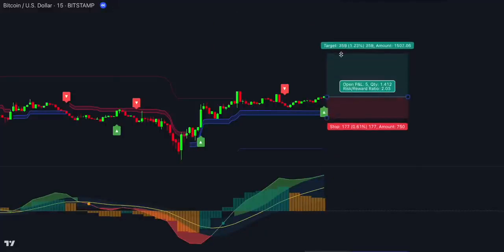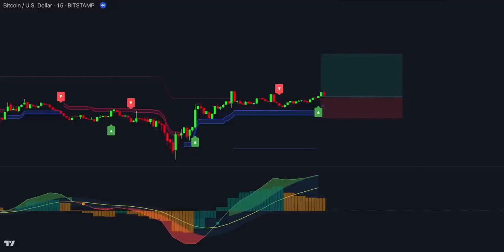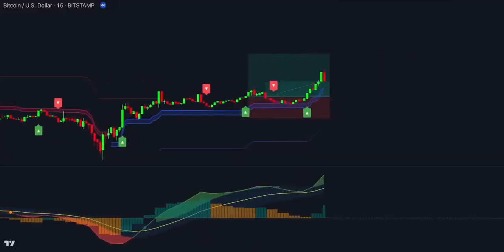Set the stop loss below the fast super trend. Target 2 times the risk. Let's see how this trade performs.